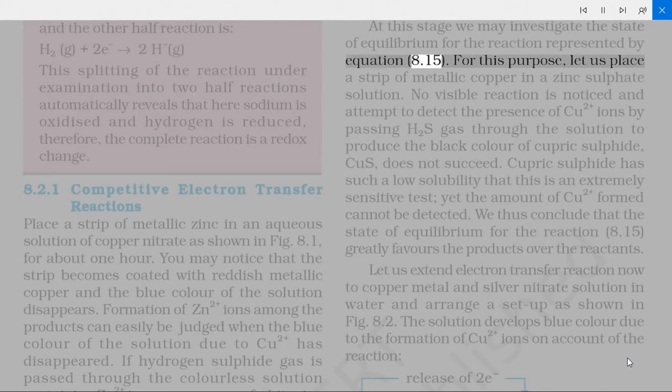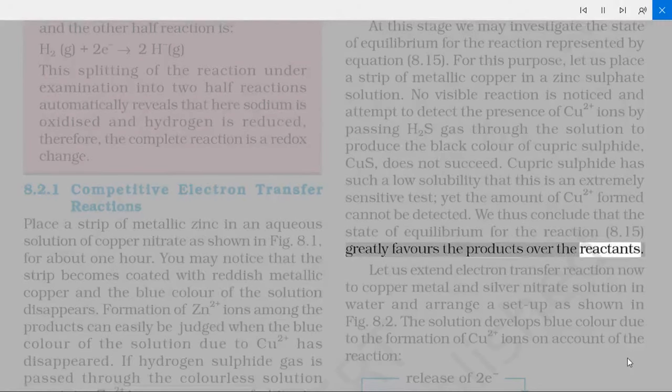At this stage we may investigate the state of equilibrium for the reaction represented by equation 8.15. For this purpose, let us place a strip of metallic copper in a zinc sulfate solution. No visible reaction is noticed, and the attempt to detect the presence of Cu2+ ions by passing H2S gas through the solution to produce the black color of cupric sulfide, CuS, does not succeed. Cupric sulfide has such a low solubility that this is an extremely sensitive test, yet the amount of Cu2+ formed cannot be detected. We thus conclude that the state of equilibrium for the reaction 8.15 greatly favors the products over the reactants.